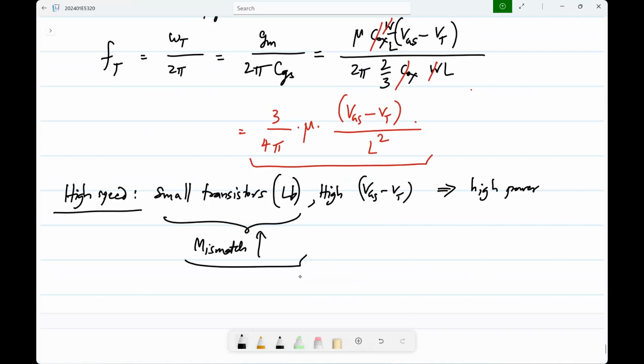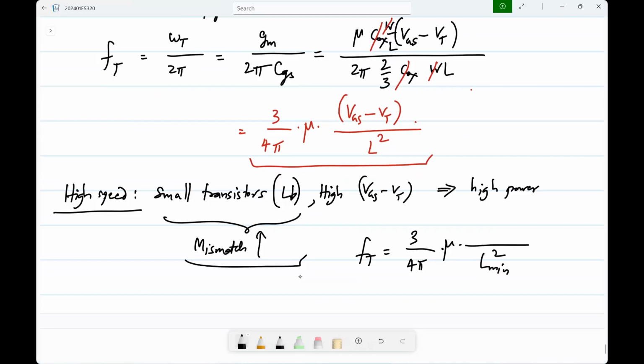Right. So, and then this L in a given process, you try to choose as small an L as possible. But then, of course, there is a minimum limit to the length. By the way, I should have worded this more precisely. This is the FT of the transistor of whatever length you choose. FT of the process will be given by 3 by 4 pi times mu, and this is the best case you can get. You use the minimum possible length, and then this VGS minus VT, that again you have to choose.